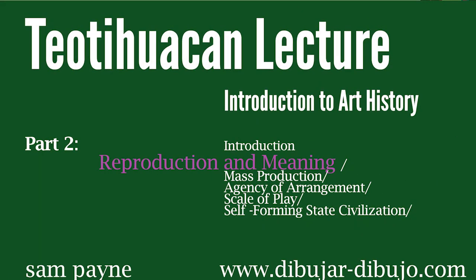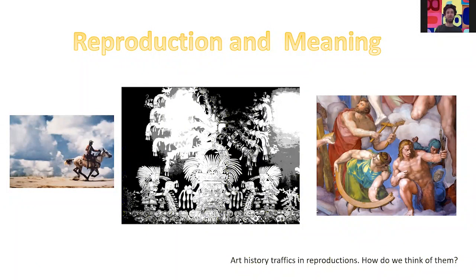Okay, so this is the reproduction and meaning section of the second lecture on Teotihuacan. And it's just about reproduction and images and really to talk about how we experience art history. A lot of times in the past, we go to a lecture, it's dark, it's relaxing, and we see images and we maybe fall asleep.